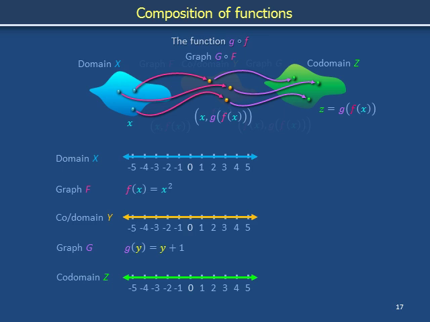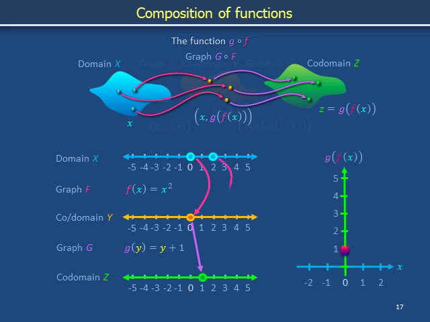Examples of ordered pairs include (0, 1), (2, 5), and (-2, 5). The plot associated with the composite function in this example is a vertically shifted parabola.